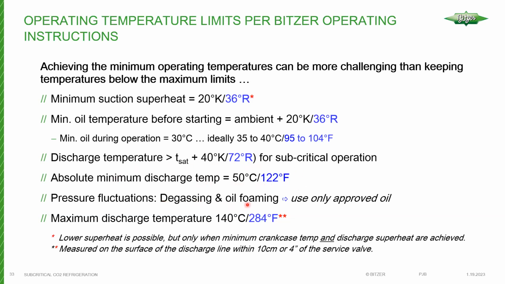Pressure fluctuations, like I said, result in degassing and oil foaming. But of course, we have to start out with using the correct oil for the correct application. And sometimes there could be 3 different oil types approved for that compressor, as is the case with some of the Bitzer CO2 compressors. Maximum discharge temperature is 284 degrees Fahrenheit, 140 degrees C. We don't want to get too high, just like in an HFC system, because you get to a point where you start breaking down your oil, burning up your oil and carbonizing.